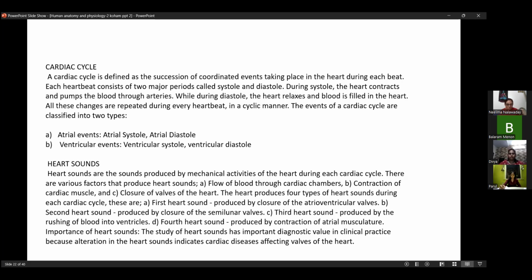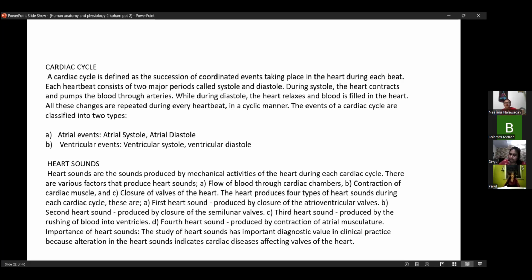So what happens? Atrial systole and atrial diastole, ventricular systole and ventricular diastole. No need to memorize this. You should only know what is systole and diastole. Systole is contraction, diastole is relaxation. Just keep in mind. Systole is contraction, diastole is relaxation.